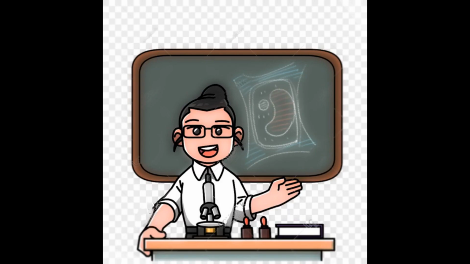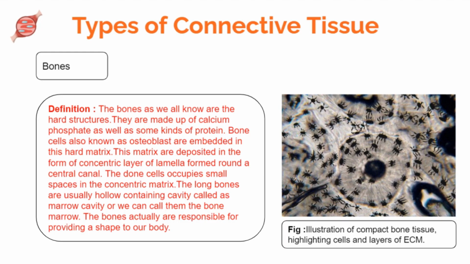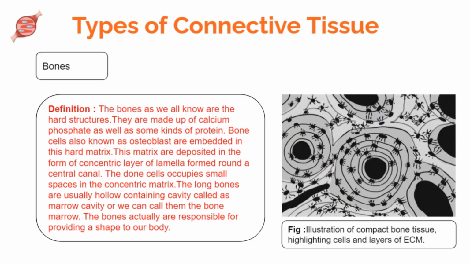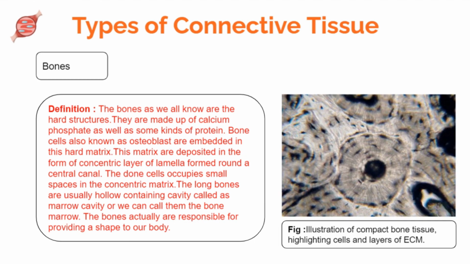So students, except blood, some other connective tissues are also present in our body. That is mainly the bones, the cartilages, the areolar tissue, the adipose tissue, and many more. So, bones, as we all know, are hard structures, very hard in nature. They are made up of calcium phosphate as well as some kind of protein. Bone cells, also known as osteoblasts, are embedded in this hard matrix.